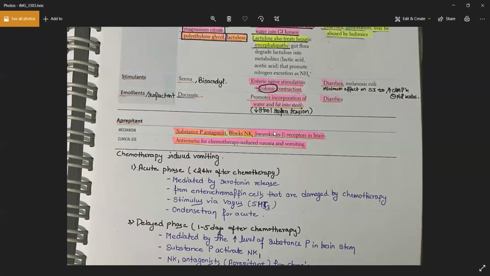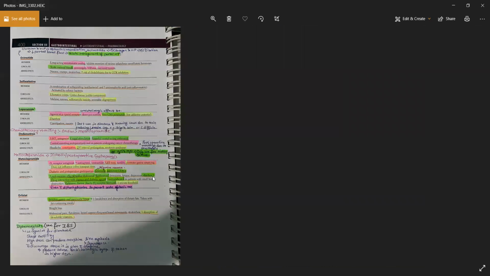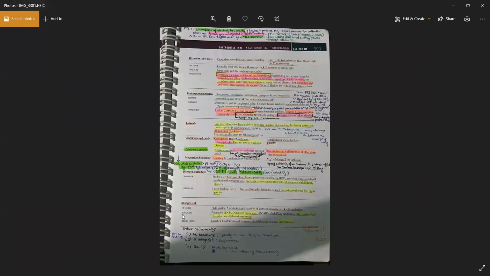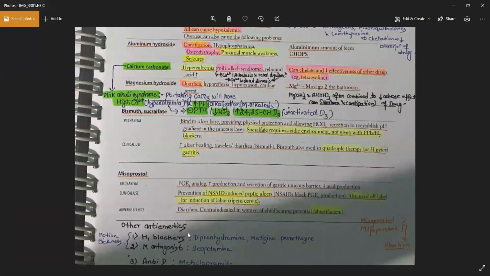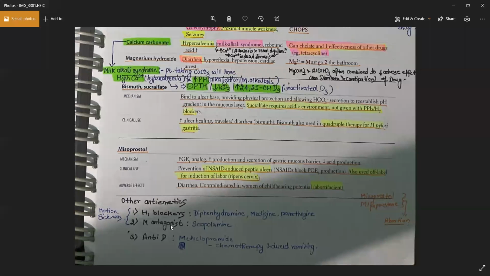And I generally use this agent for chemotherapy-induced nausea and vomiting. So two agents for chemotherapy-induced nausea and vomiting: one is ondansetron, and second is aprepitant. And the other agents that I can use for antiemetic therapy include the histamine blockers and the muscarinic antagonists. You use these agents only for motion sickness.